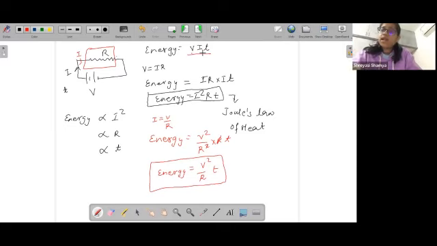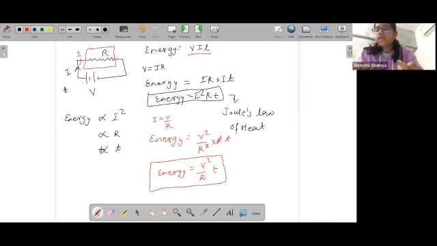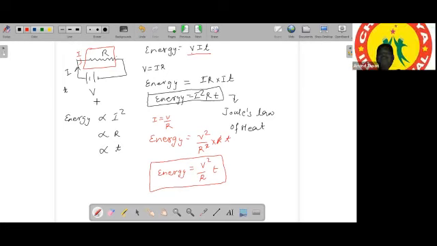Sir, I have a doubt. In the I squared RT formula, R is directly proportional, but in the second formula, R is inversely proportional. I don't understand where to make use of which, if resistance is inversely or directly proportional. That is why I'm discussing all three formulas, and I'll tell you where to utilize them. If you understand this concept, then you can utilize which formula will be applicable.